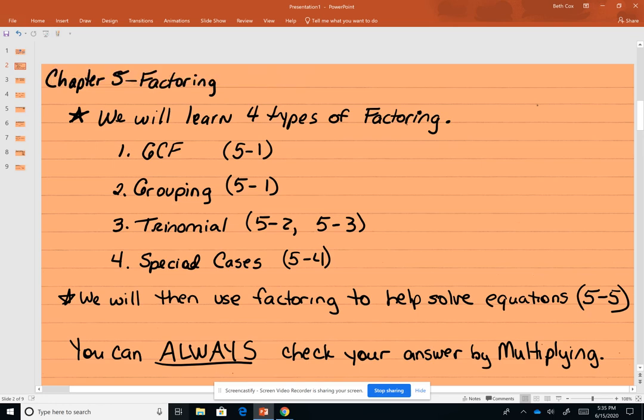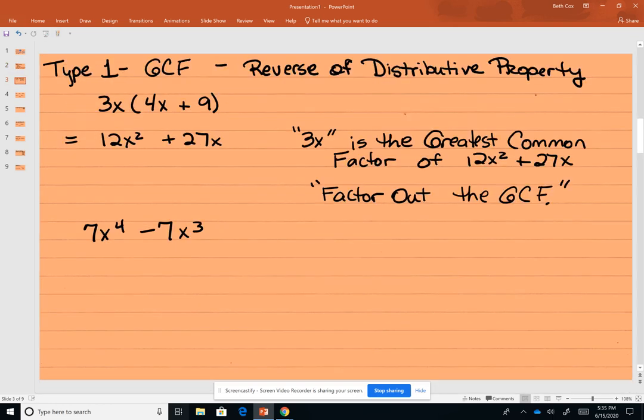All right. So type 1 is GCF. Basically, this is the reverse of the distributive property. Okay, and so when we did the distributive property, we did multiply. We did the 3x times the 4, and we got the 12x to the second. And we did 3x times the 9, and we got 27x. And so the idea is that now we are reversing it.